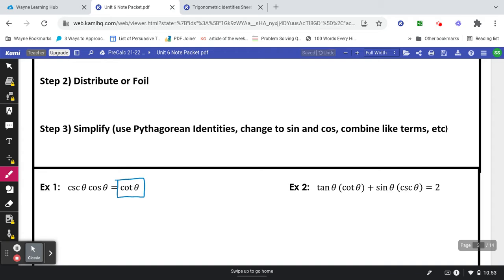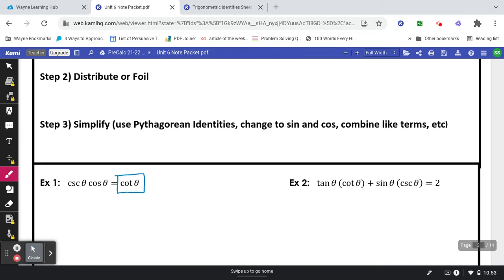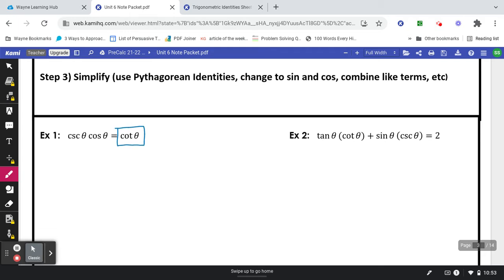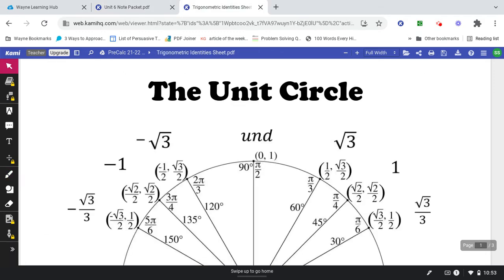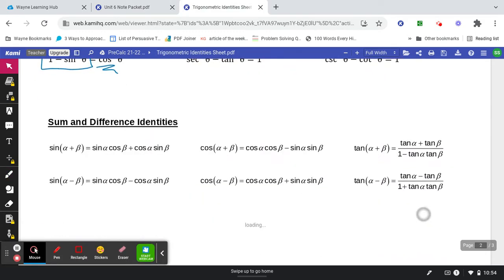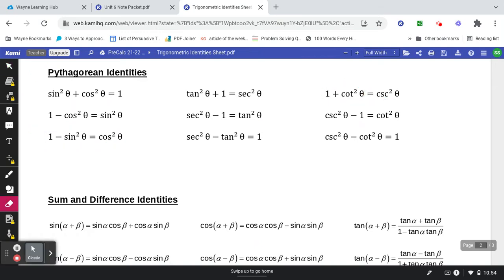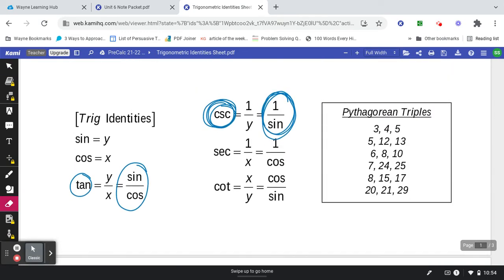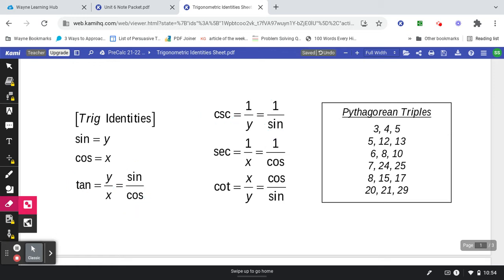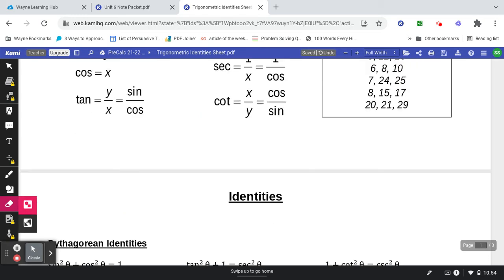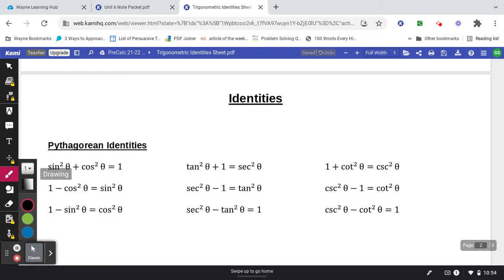Step 2, if there's any distributing or foiling, do that next. It's going to make it easier to do as opposed to working with fractions. And then step 3, simplify. You've got lots of different tools to simplify: Pythagorean identities, which are on the back of your unit circle here, as well as your regular identities down here. So just keep those in mind on your orange unit circle.